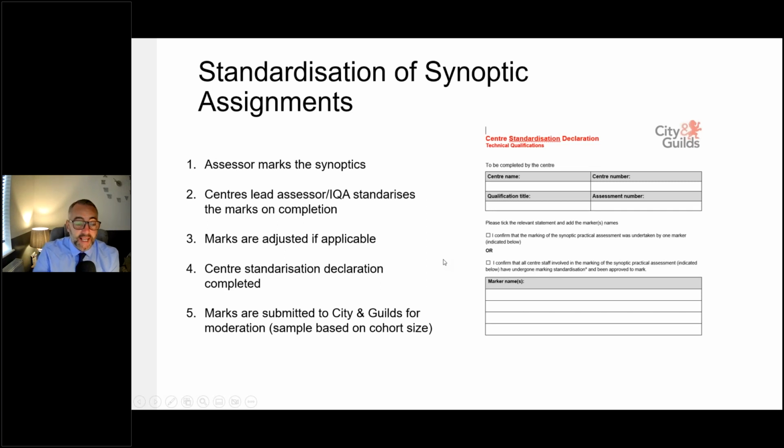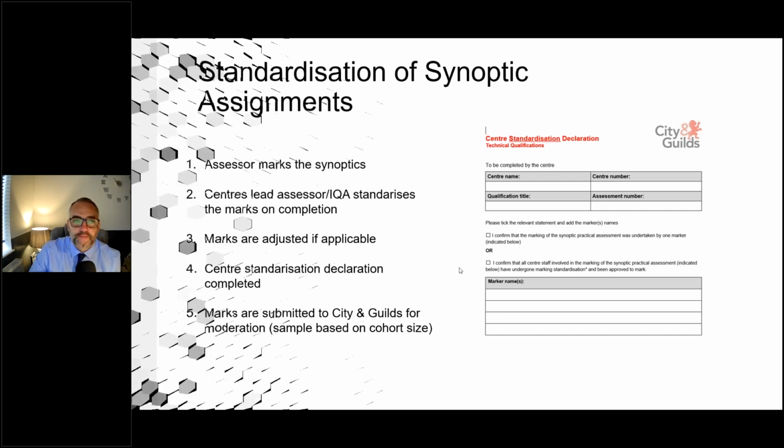So this is just a very basic outline of how it would work. You'd mark the synoptics, the lead assessor or IQA would standardize. You'd possibly line them up from the highest marks to the lowest marks and adjust them as required. Then you'd complete that standardization declaration form. So on the right, you need to sign that, document it. That will need to be uploaded with the synoptics to say you've carried out that activity. And then you will submit those marks and evidence, but that will be based on your cohort size. And we've got a slide on that in just a bit.